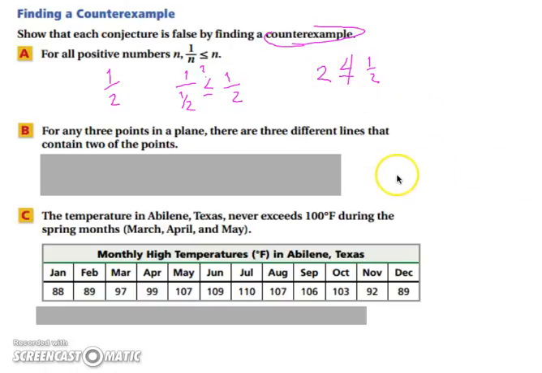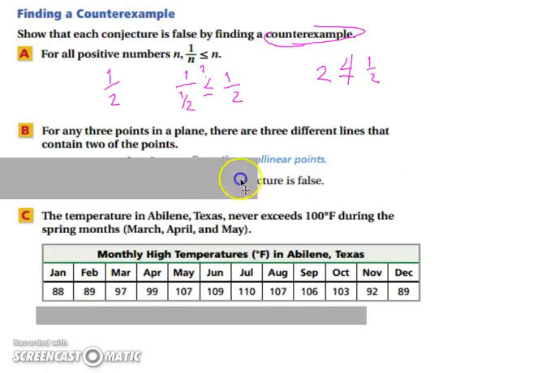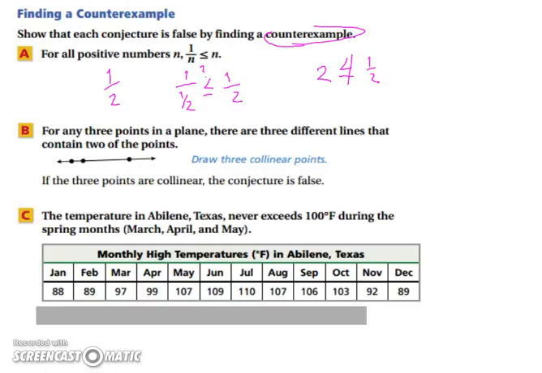Let's look at this next one. For any 3 points in a plane, there are 3 different lines that contain 2 of the points. Can you find an example when this does not work? Let's take a look. Well, if the 3 points are collinear, then you can't draw 3 separate lines through them because they're all on one line.